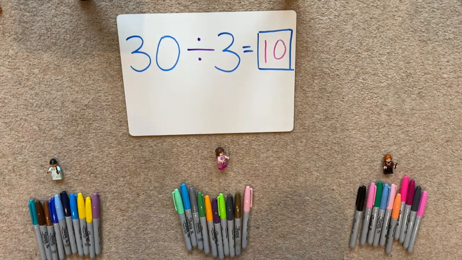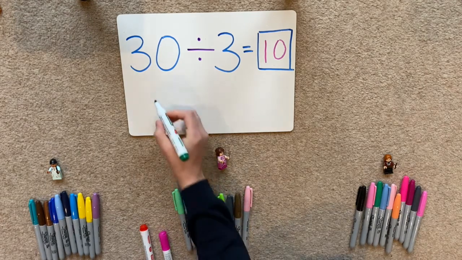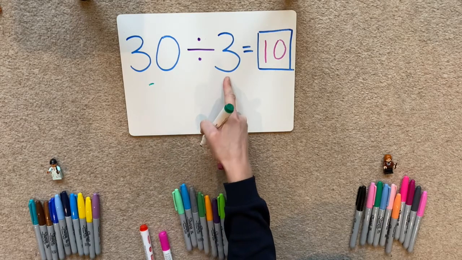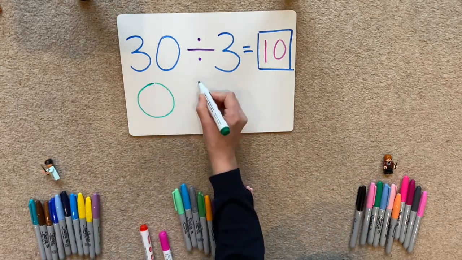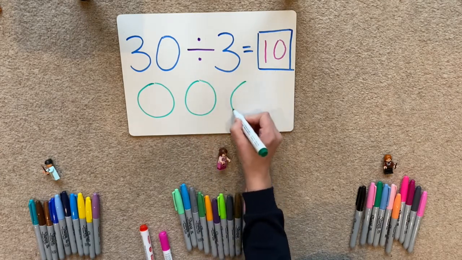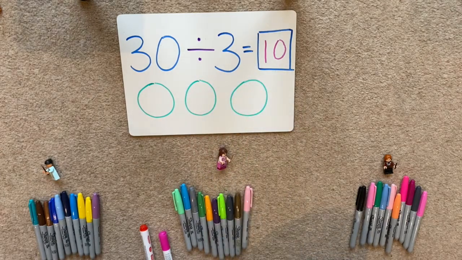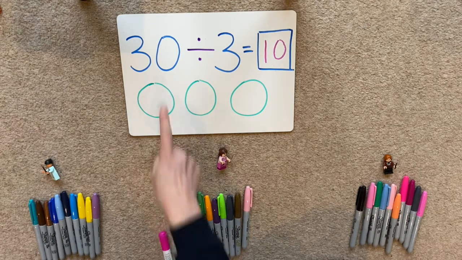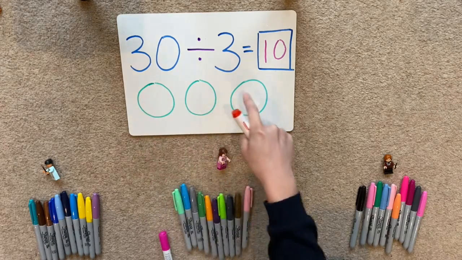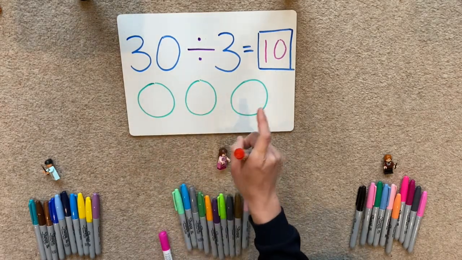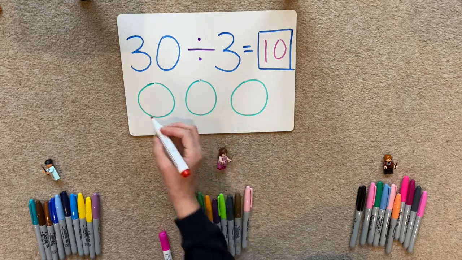How can we draw this question? Pause the video to have a go and then play it again so you can see how I've worked it out. So we're going to have 3 groups, 1, 2, 3. So I'm going to draw 3 circles. And I need to share out 30 objects. So I'm going to do 30 dots, but I'm going to do 1 dot in each circle so I can make sure that the dots are equally distributed.